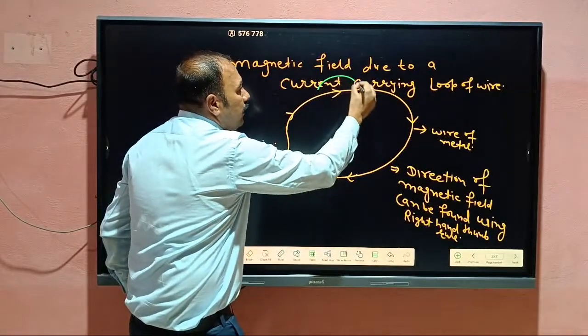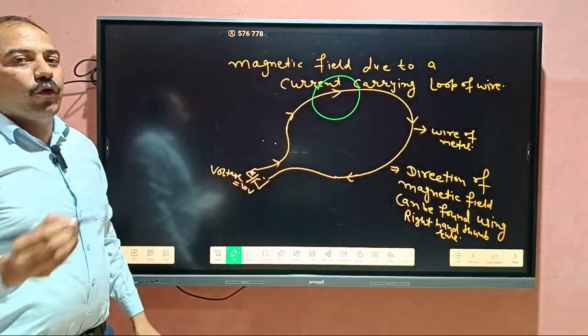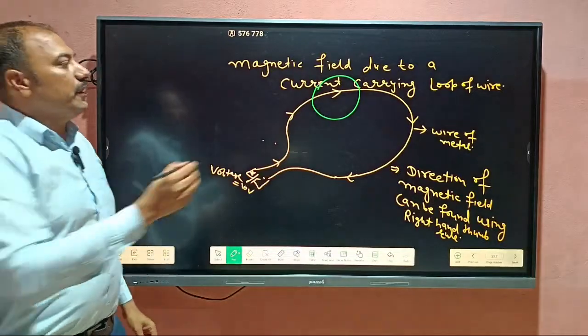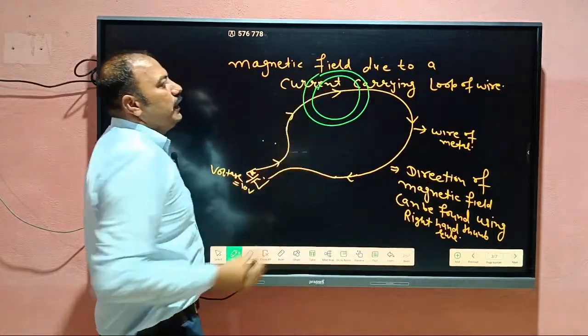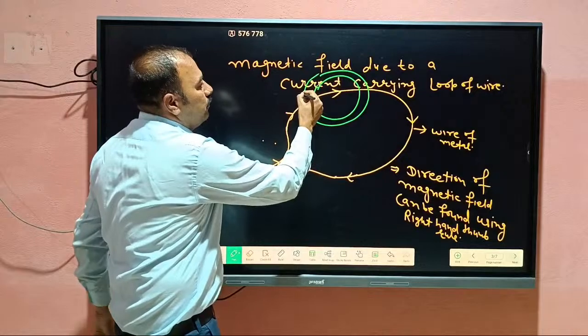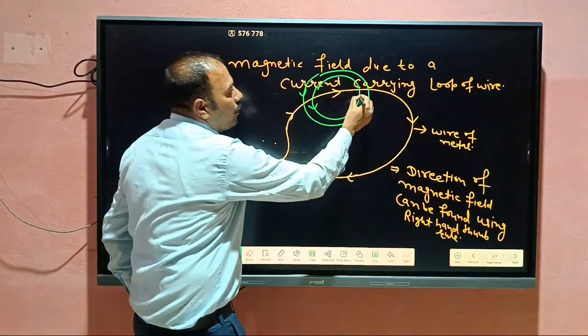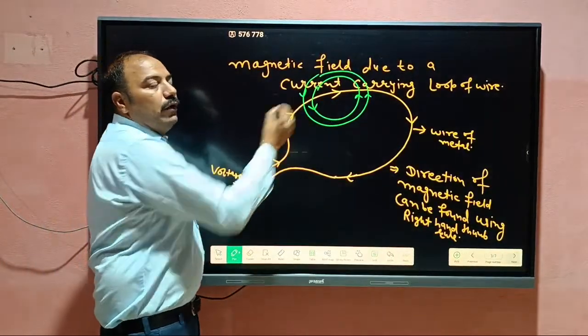So here circles of the magnetic field form. These are known as concentric circles. There are many circles like this. And what is the direction of these circles? Like this, that is anticlockwise. So the direction of the magnetic field here is anticlockwise and perpendicular to the board.